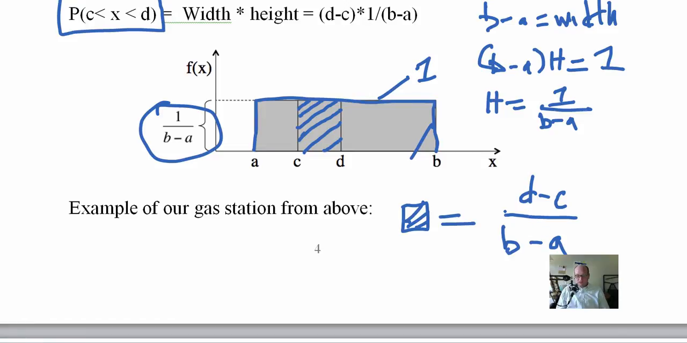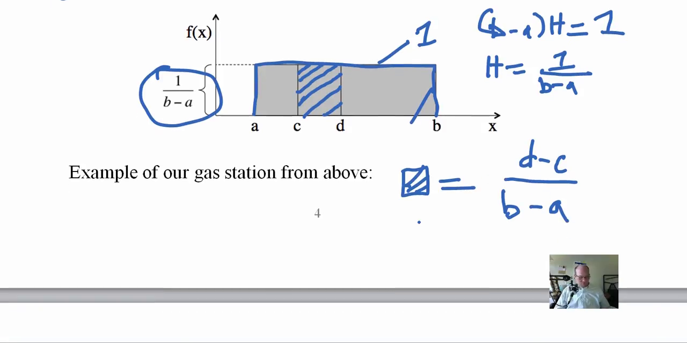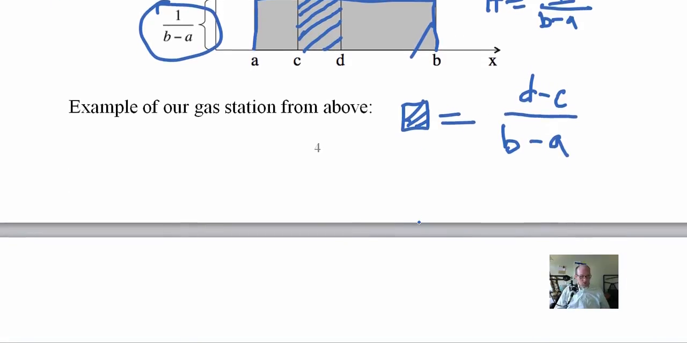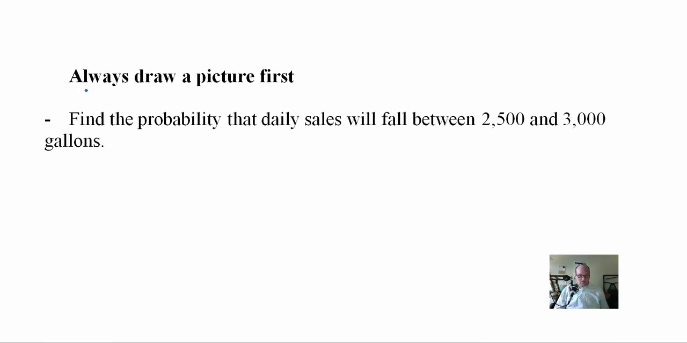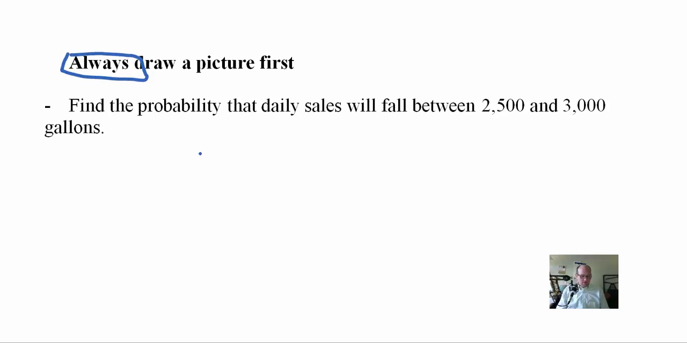It equals that. That's all. So let's give this a try, and it will make a little bit more sense. All right, so first step, always draw a picture. Find the probability the daily sales will fall between 2,500 and 3,000 gallons.